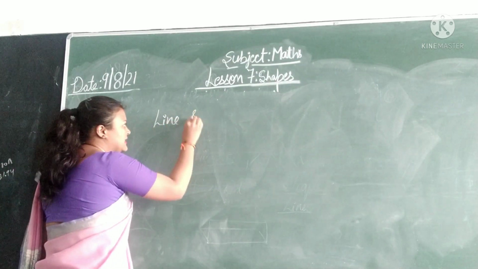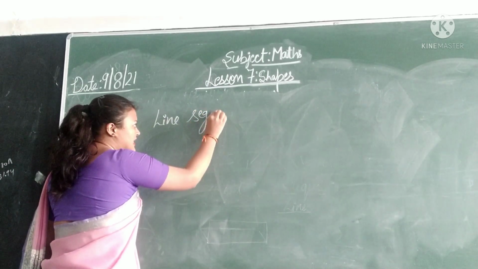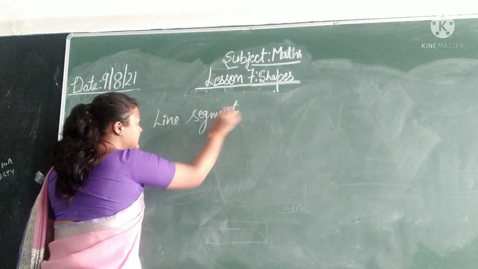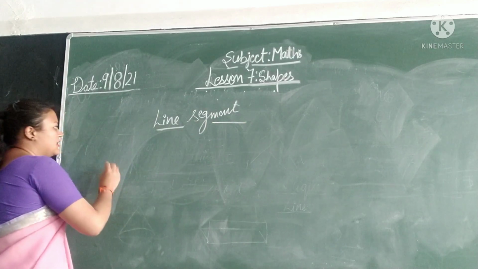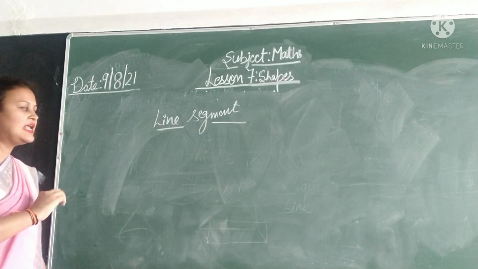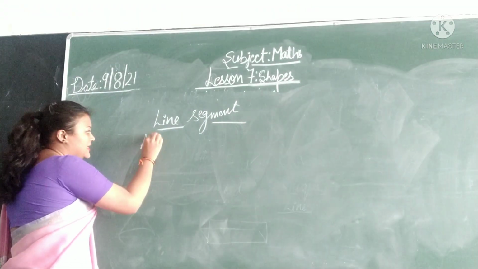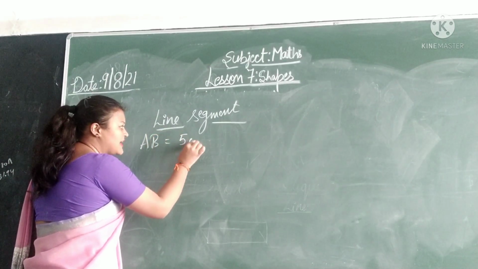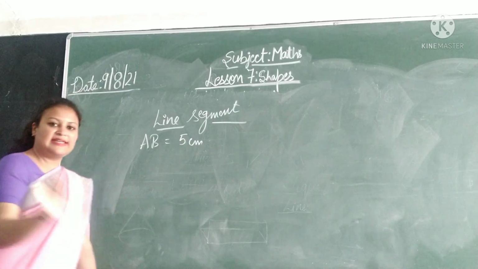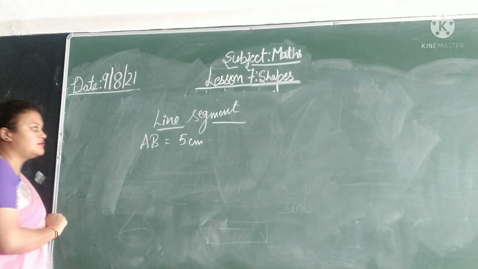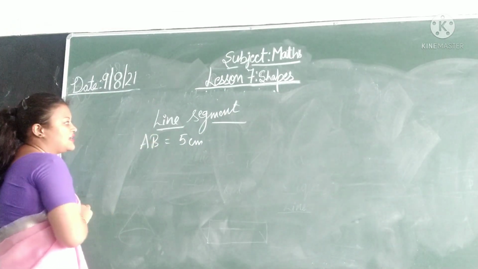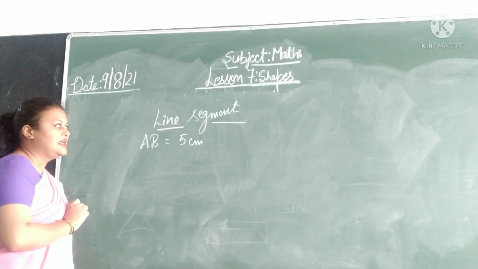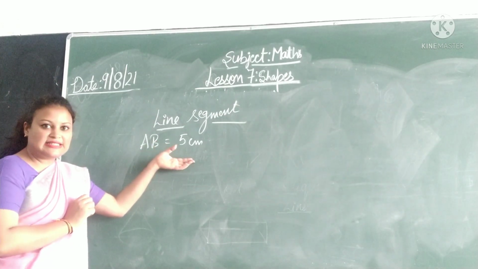Now students, we are having a line segment. Okay, line segment. So what is a line segment? If I have to draw a line AB of length 5 cm or 5 mm or 5 meter, of any length I want to draw, then these types of lines are known as line segments, in which a definite length is given.